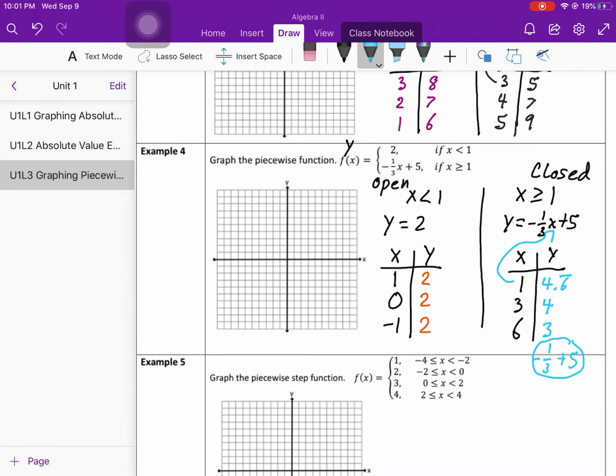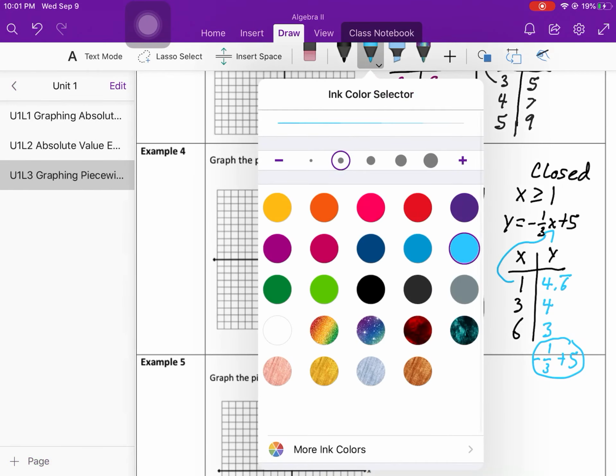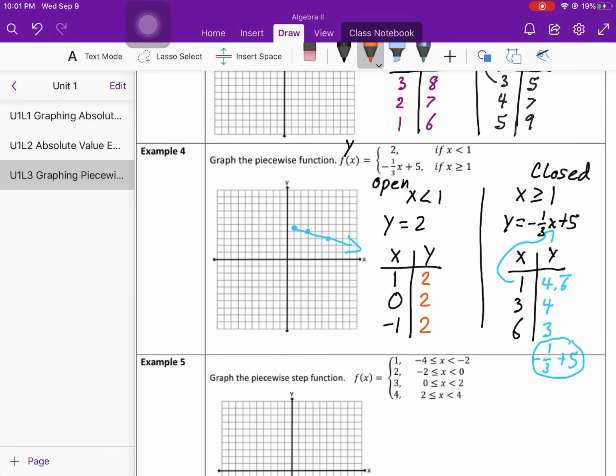So I'm going to go ahead and graph those. So over 1 up 4.6. So 1, 2, 3, 4, just a little bit up there. It's a closed circle. And then over 3 up 4. And over 6 up 3. So here is my line as best you can. And then on the left-hand side, let me switch back to that other color.